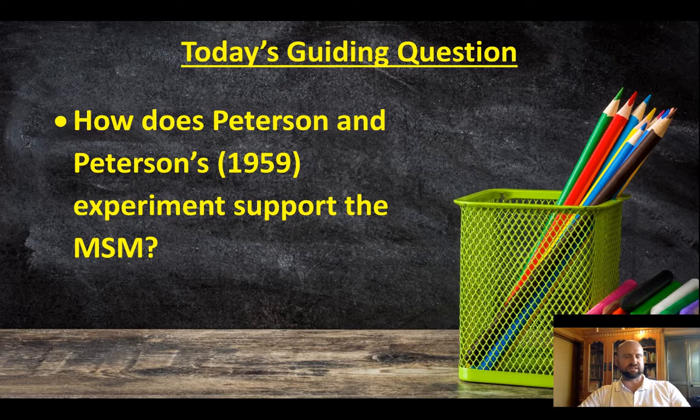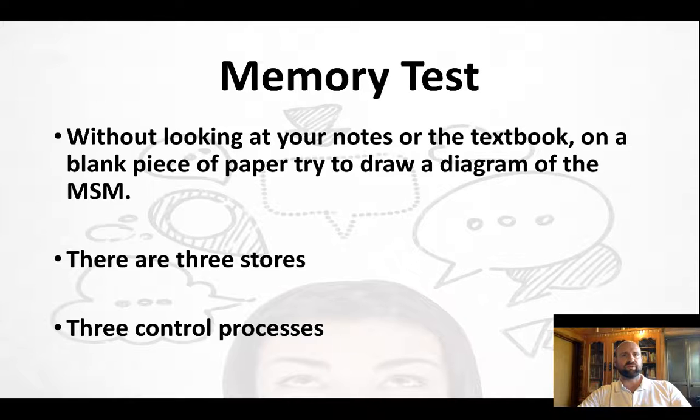How does Peterson and Peterson's experiment support the multi-store model? We want them to be able to comprehend the methodology and be able to summarize it, but then to be able to go further and link it back to what it shows about the multi-store model of memory.